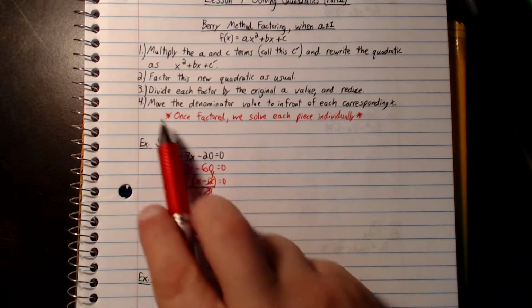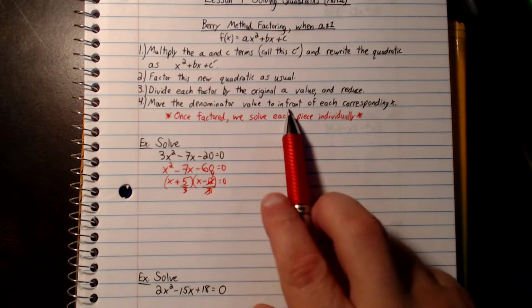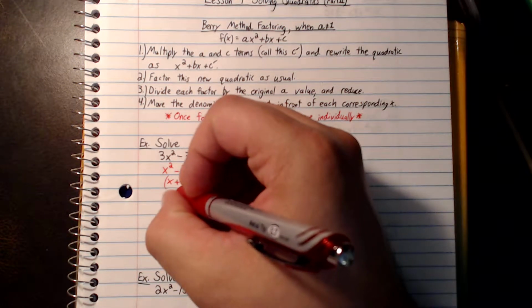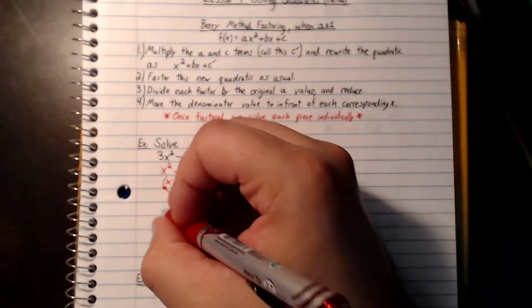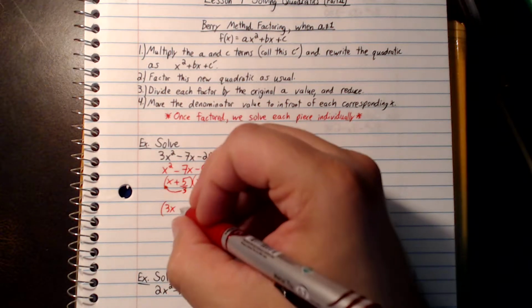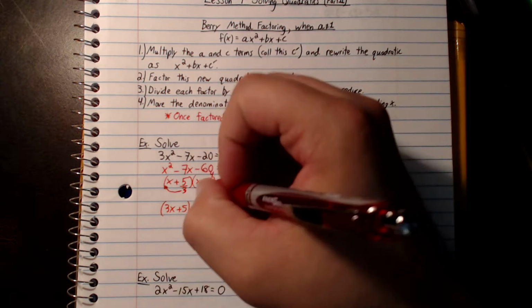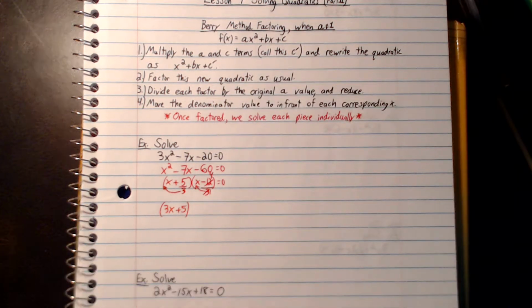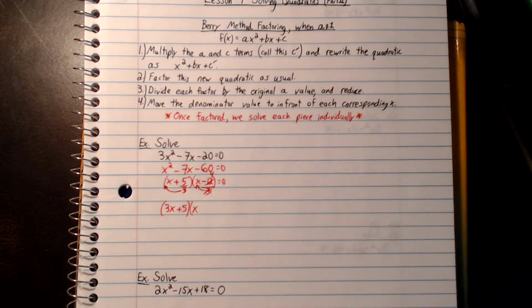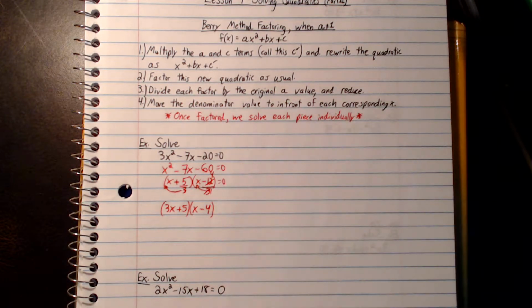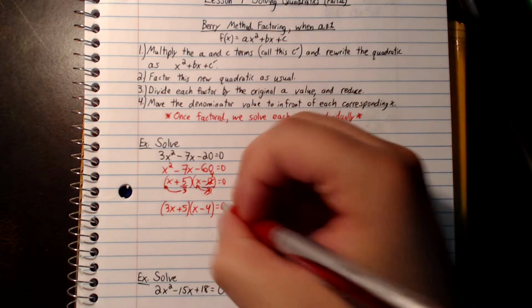Then step 4 says move the denominator value to in front of each corresponding x. So this 3 is going to move right in front, and this will become 3x plus 5. So we no longer have a fraction there. This 1 technically will move up in front too, but we don't have to write it, so it will just look like x minus 4. Remember that reduced to minus 4 equals 0.